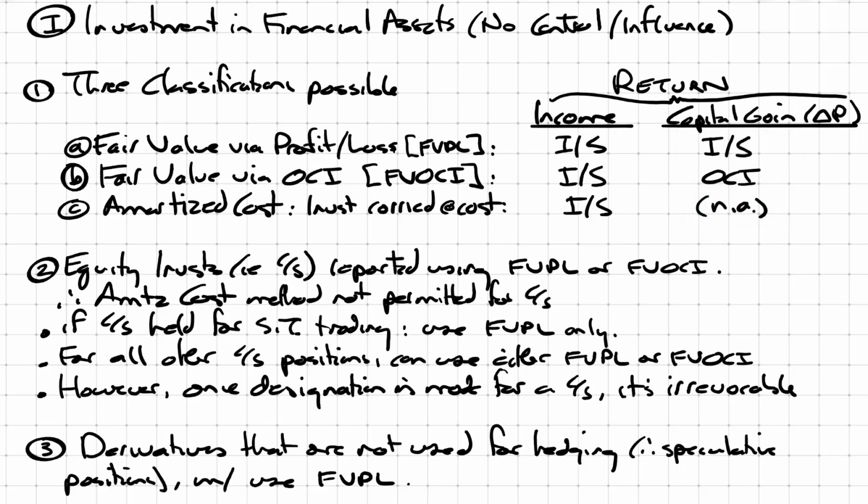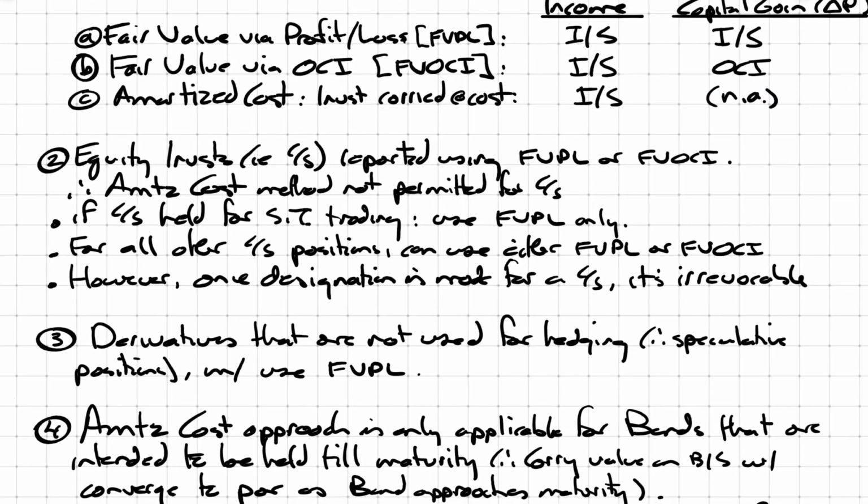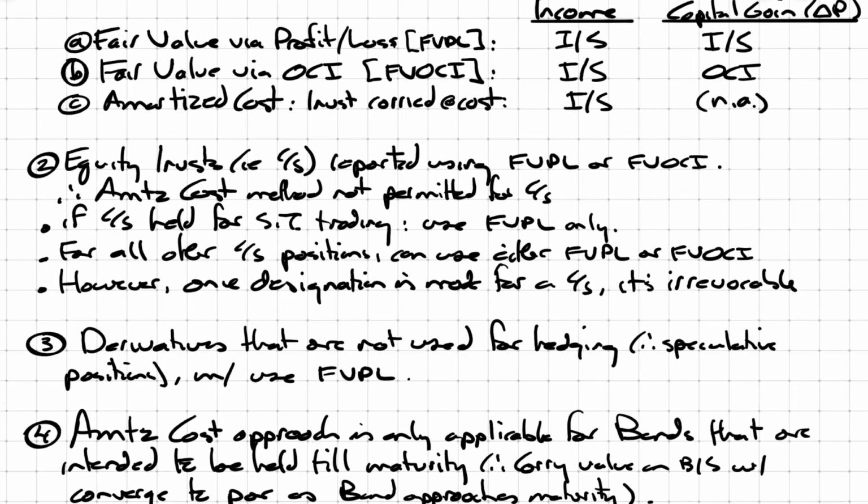Okay. Now, let's look at some of the specific securities that would fall under this classification umbrella. First, we're looking at equity investments. So these are stocks. They have to be reported at fair value. The only question is, would the fair value be recognized as profit or loss or OCI? And the logic there is stocks don't have a maturity value, so there's no point in carrying it at cost. Therefore, amortized cost is not permitted for stocks.